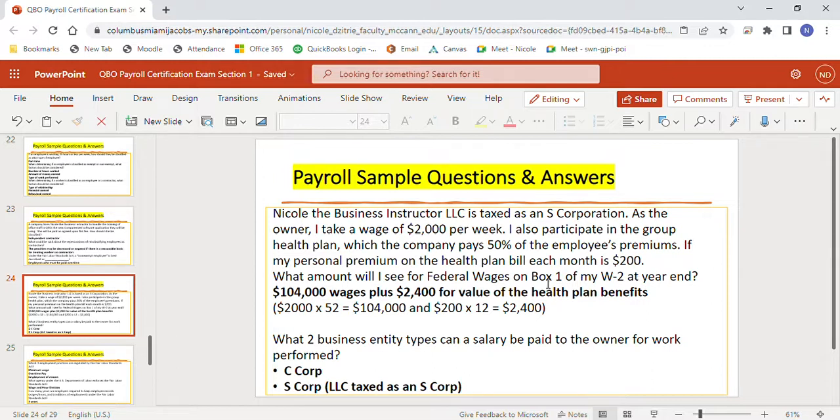So that's the corporation's contributions of $2,400. I need to add that to Box 1 on my W-2. So hopefully you understand this answer.